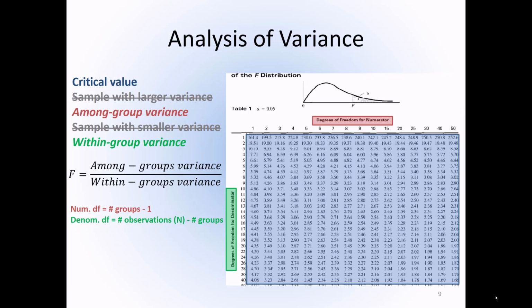Previously for the F test, it was just n minus 1 for each of our populations. For this particular case, for ANOVA, for the numerator, the degrees of freedom are going to be the number of groups minus 1, and for the denominator, it's going to be the total number of observations across our entire study minus the number of groups that we have.